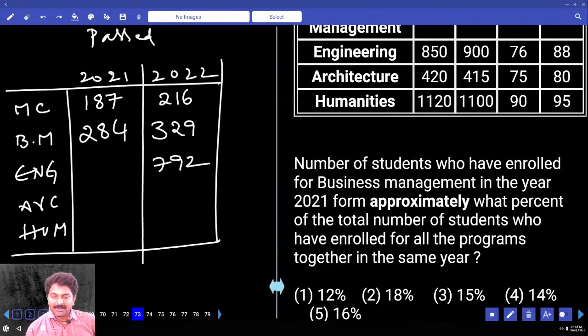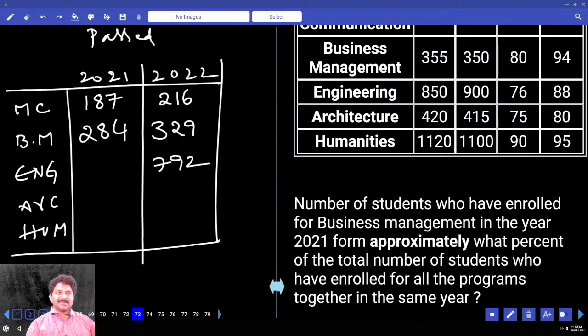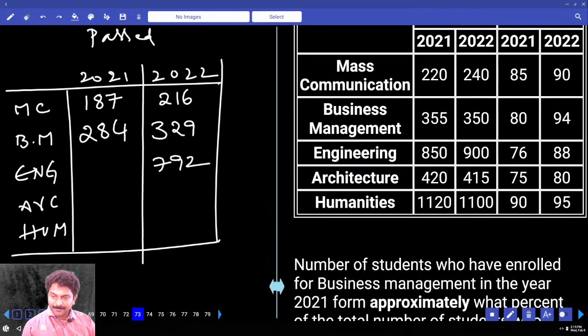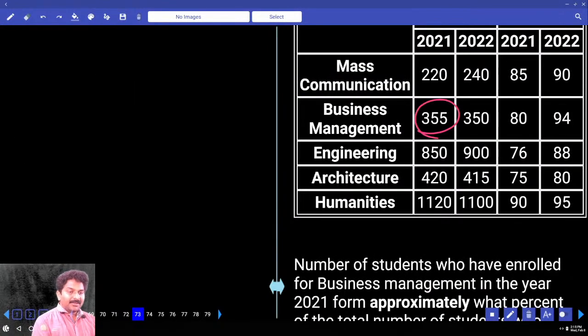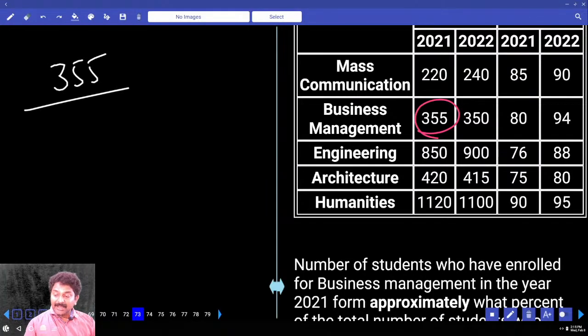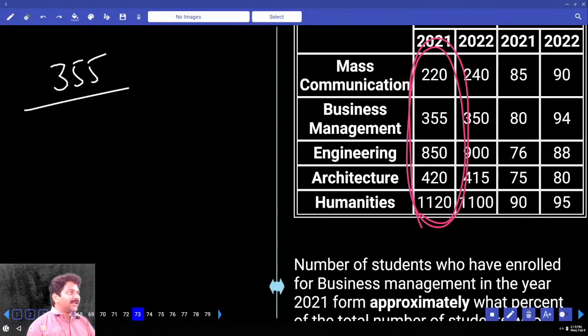Number of students who have enrolled for business management in the year 2021 forms approximately what percent of the total number of students who enrolled for all the programs together in the same year? Is this about past data or enrolled data? Enrolled. 2021 business management. How much is the number? 355 is what percent of total enrolled people in that particular year? That's what our question. Yes?